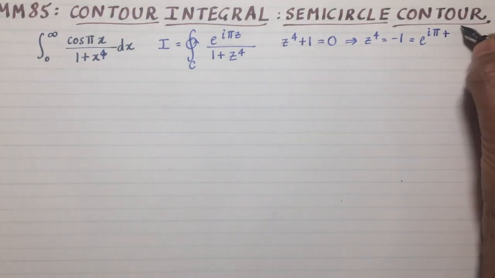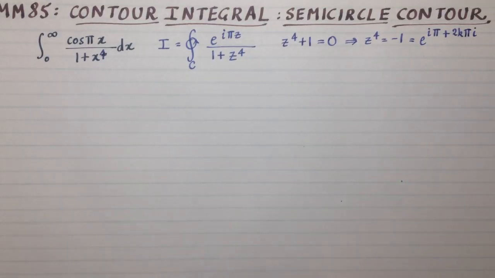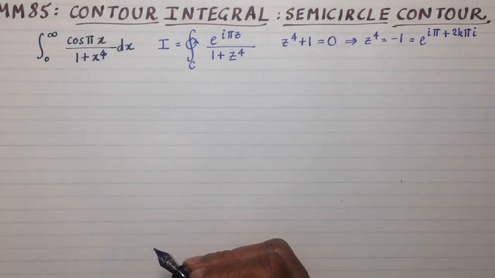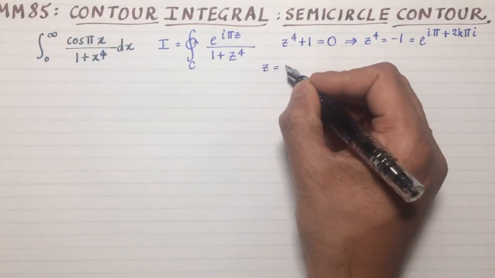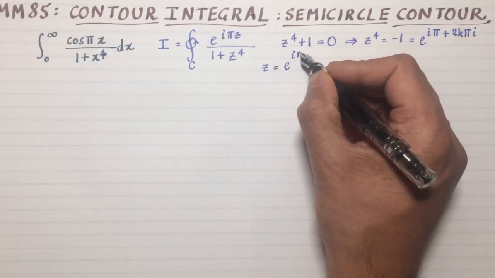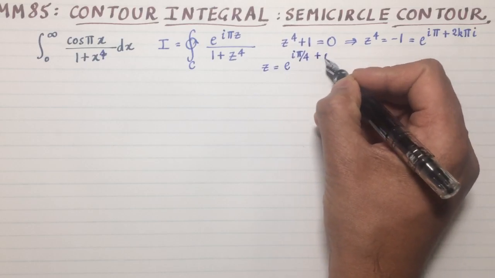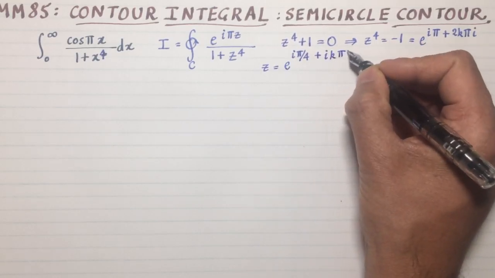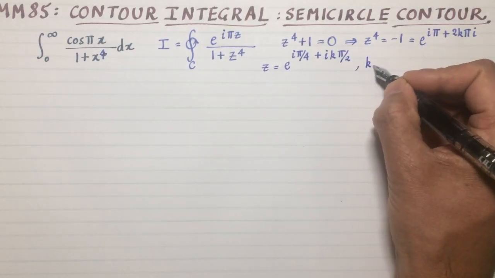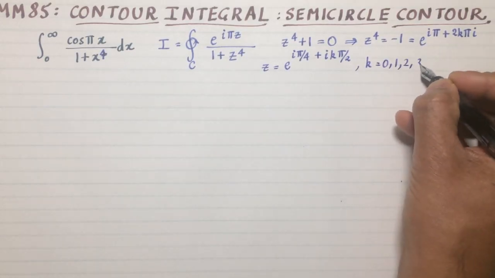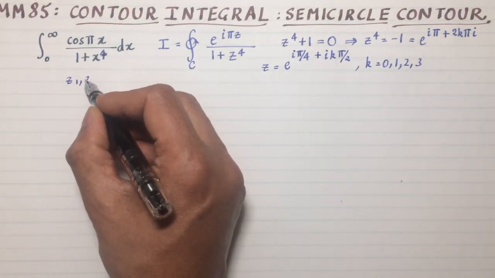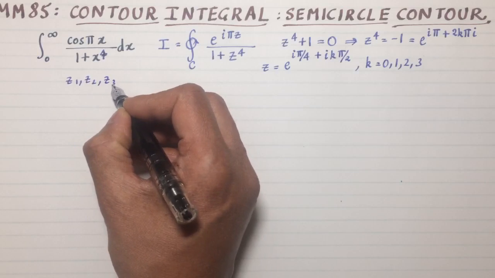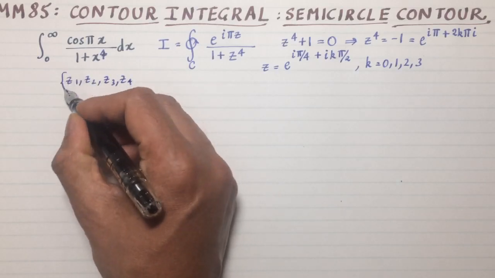But also you will get the same answer if you add any multiple of 2 pi times k times I. So we can do that, and then take the fourth root of both sides. So that gives me e to the I pi by 4 plus ik pi by 2 for k equals 0, 1, 2, and 3. These are the fourth roots of unity. So the four roots we have can be written as a set, and these are the simple poles.